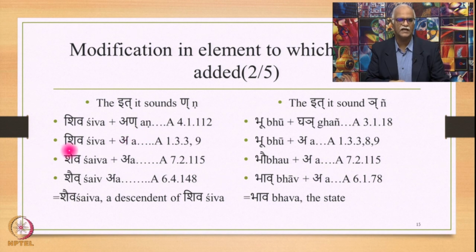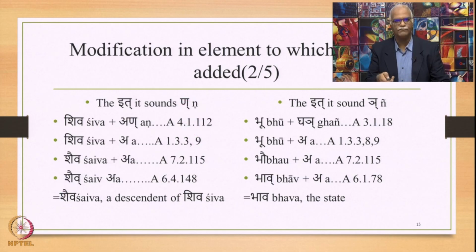this initial e of this nominal root Shiva will get the Vriddhi substitution, namely ai. And why ai in place of e? This will be clear when we look at the process of speech production, which will state the affinity between e and ai. So, Shiva plus a, then we apply 6.4.148, and then you get the form Shaiva, a descendant of Shiva. So, this Vriddhi is caused by this marker n over here.